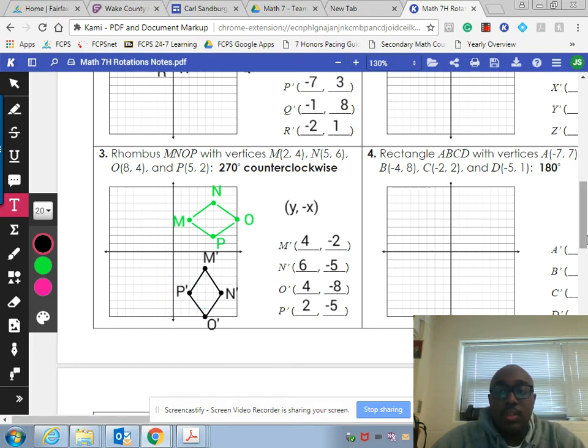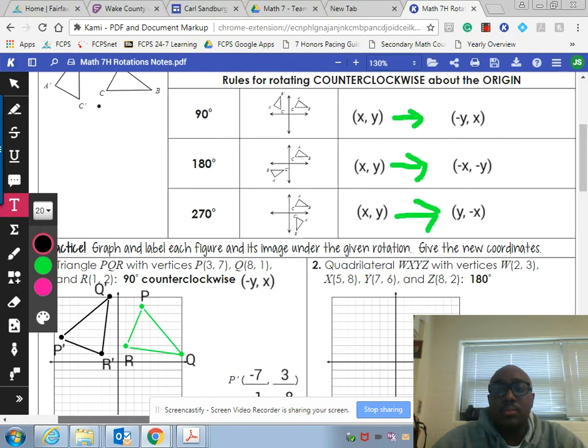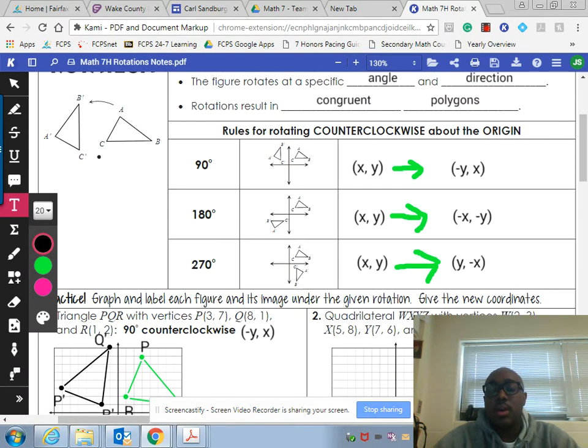Once again, the easiest way to tackle this is to simply memorize the rules for counterclockwise, and just know that the opposite direction, if we were to go 90 degrees clockwise, that's really just a 270 degree rotation. Or if we go 270 degrees clockwise, that's really just 90 degrees counterclockwise. They're inverses of each other. So that's why we only need to memorize the counterclockwise rules.